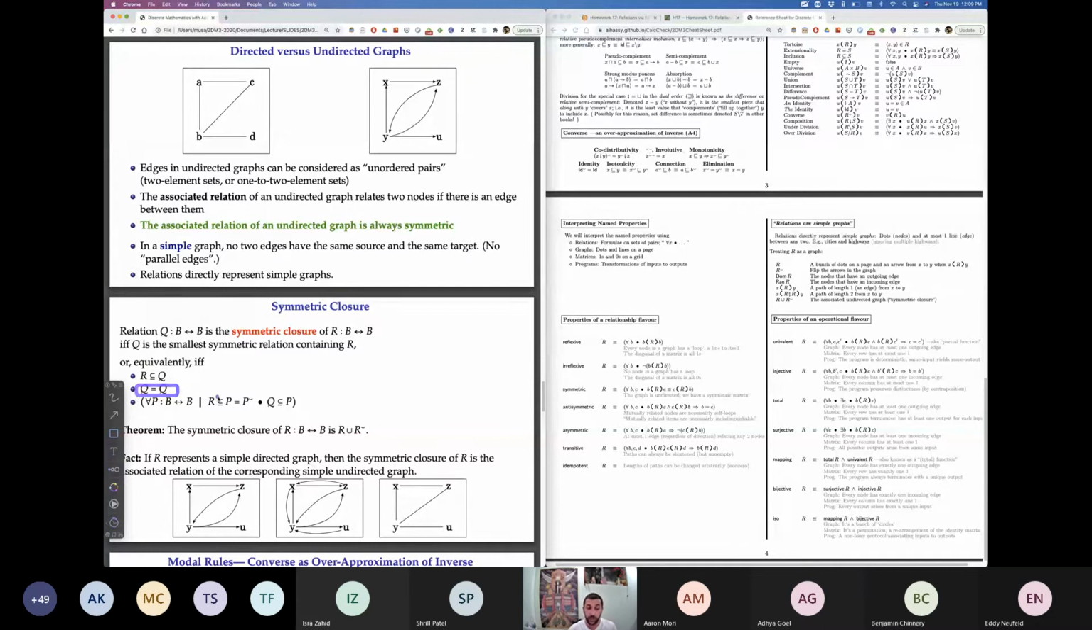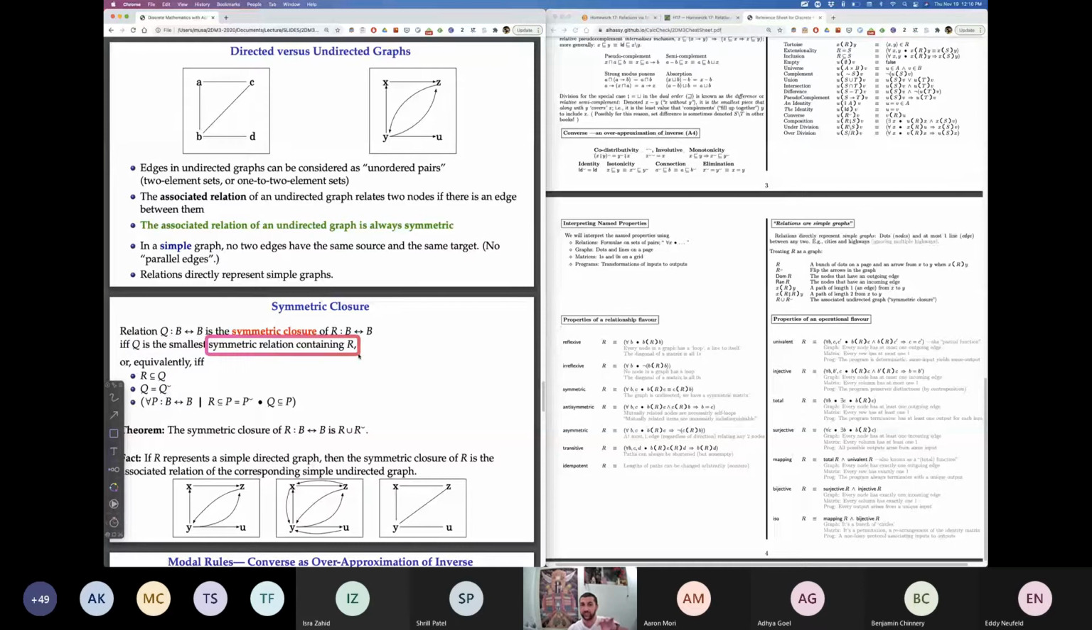Then, for any other graph P that is also symmetric, I want it to contain Q. That's a mouthful. So the easiest way to say it is, I want Q to be the smallest symmetric relation containing R, okay? So I have a relation R, and I'm saying, oh, this relation is directed. That's super lame. I wish it wasn't directed. So I want a symmetric relation that contains R, okay?